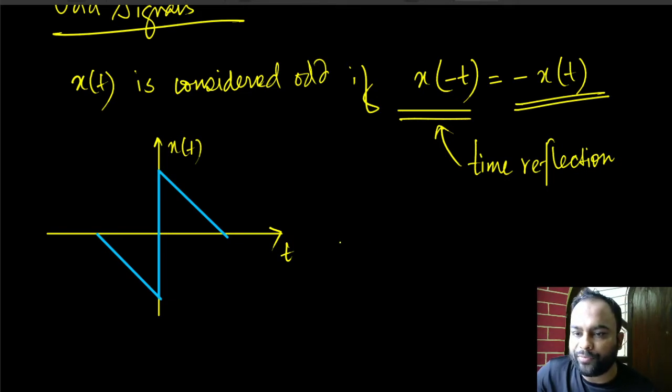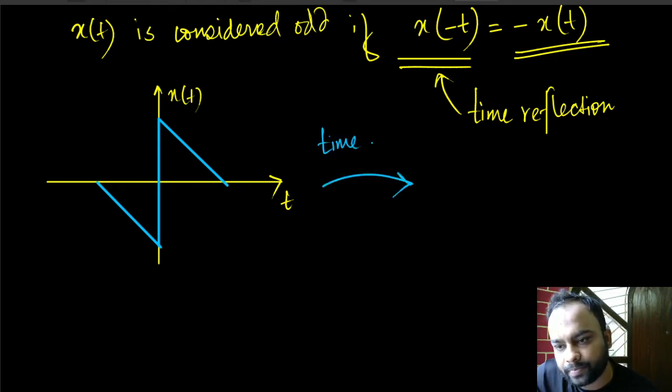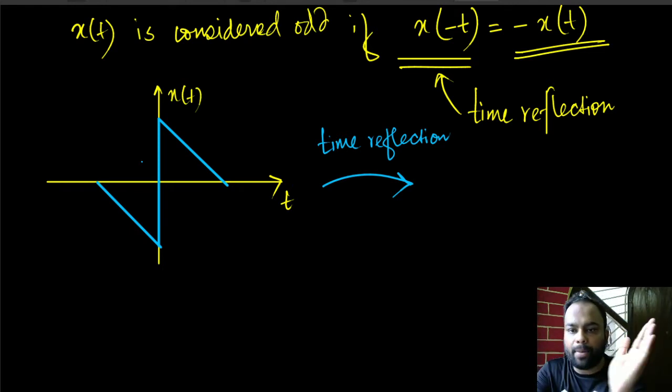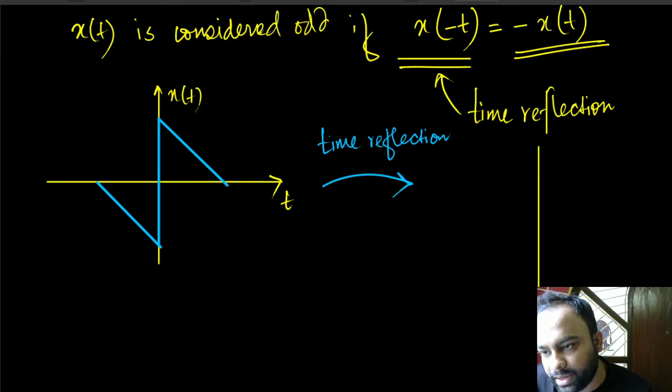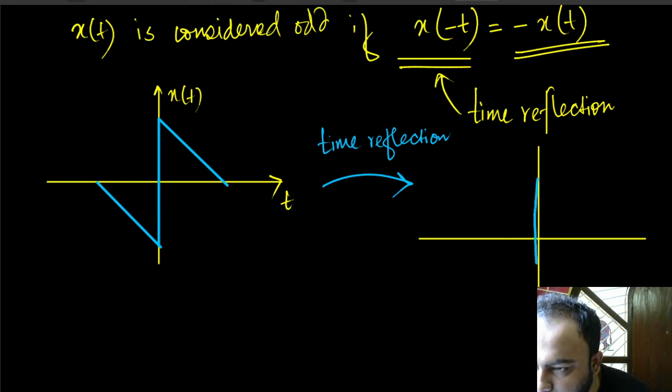Let me draw what we get after doing a time reflection. If we flip the signal about the vertical axis, a time flip, you already know that if you do a time flip, isn't this what we are going to see? Do tell me if this is what we are going to see.